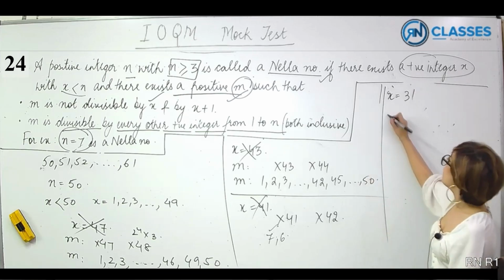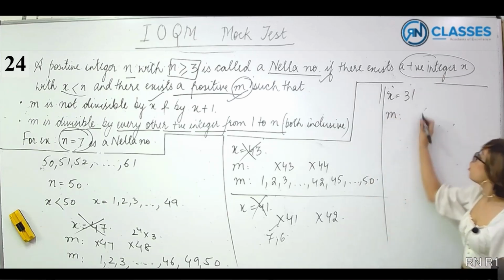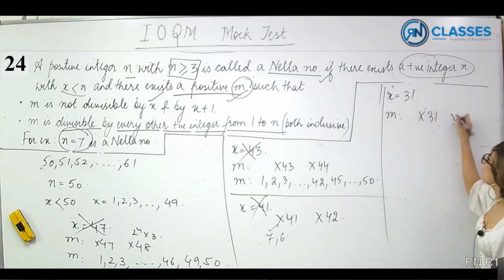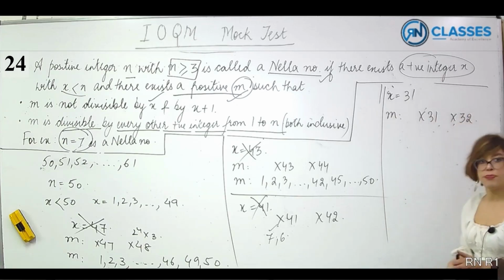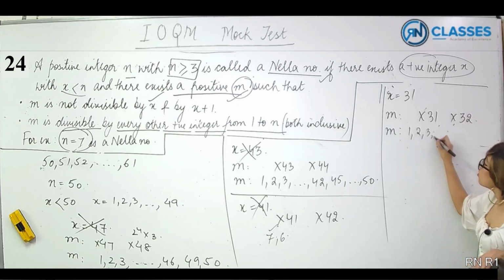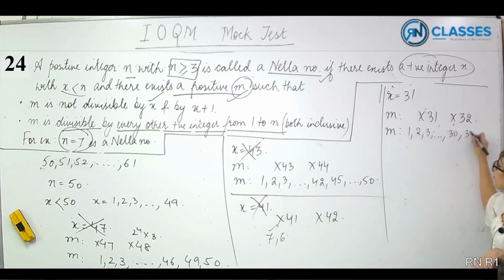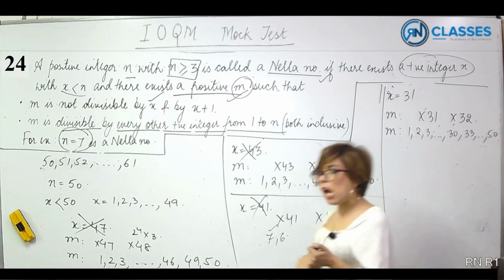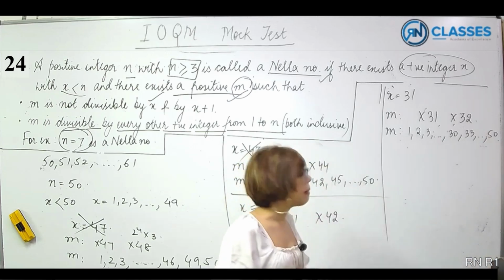Now, x equal to 31. M should not be divisible by 31 and it should not be divisible by 32. Right? M should be divisible by every other number: 1, 2, 3, so until 30. Then I will go to 33, then I will go to 50. Right? Okay. Now there is a problem. Now I am unable to think.